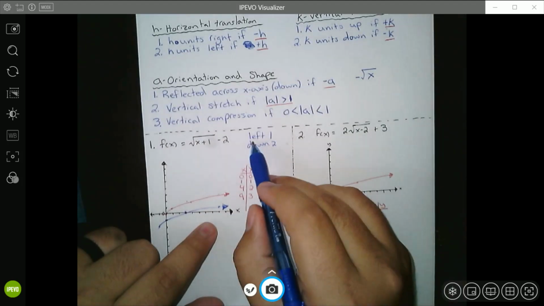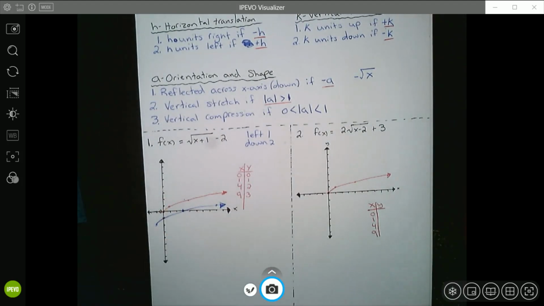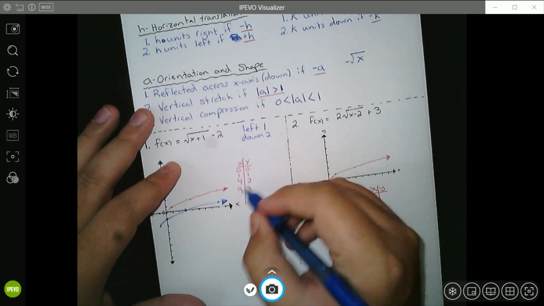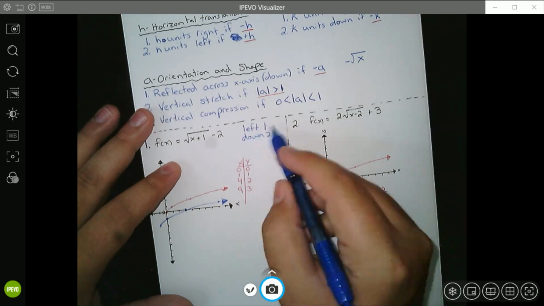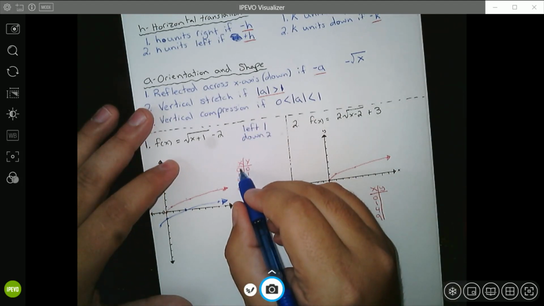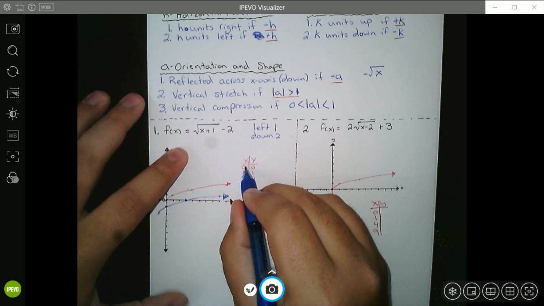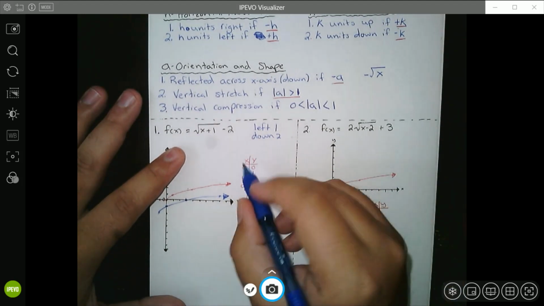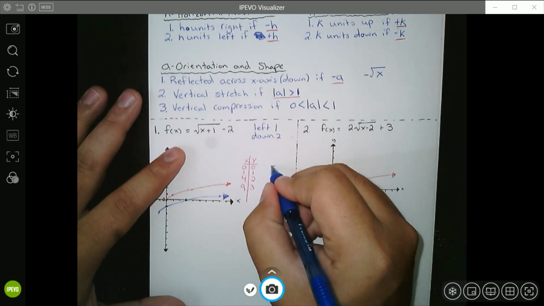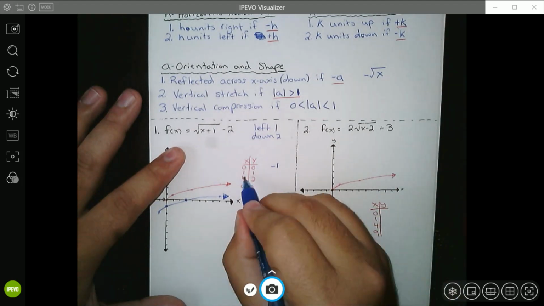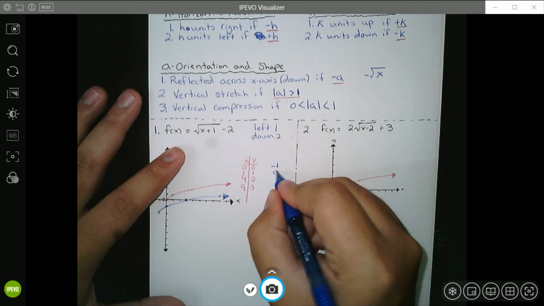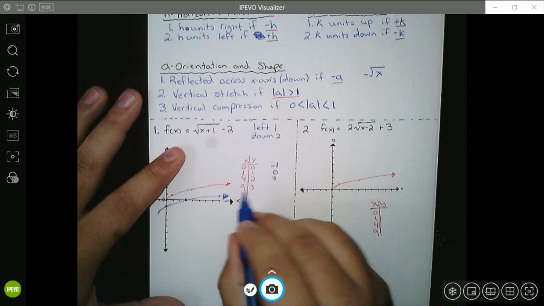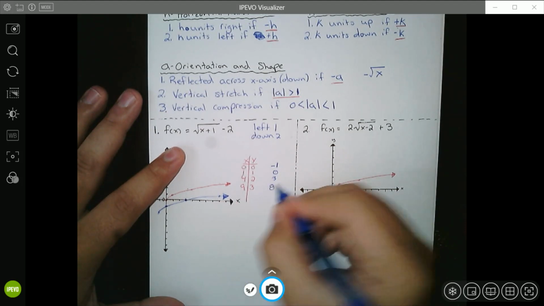So a left unit and a right unit are values of x. A down or up unit are values of y. So this means I can rewrite all these in those terms if I apply their proper unit. So if this is my initial value 0, and I know I go left 1 unit, then left 1 from 0 is negative 1. Left 1 from 1 is 0. Left 1 from 4 is 3. And left 1 from 9 is 8.